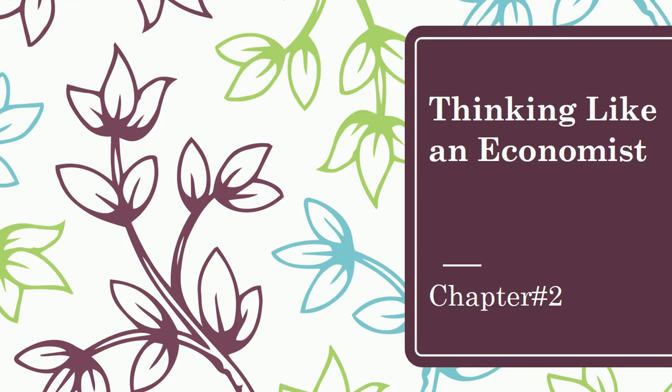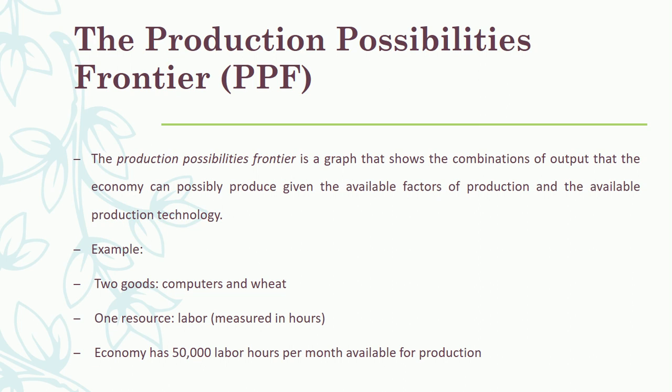Here is the lecture part 2 of chapter Thinking Like an Economist. The Production Possibilities Frontier. The Production Possibilities Frontier is a graph that shows the combinations of output that the economy can possibly produce given the available factors of production and the available production technology. For example, we have two goods and two countries so that they can produce one more of the one good and less of another and vice versa.